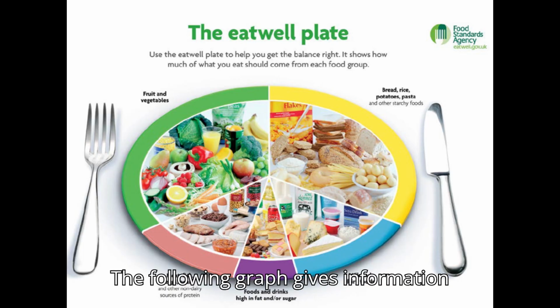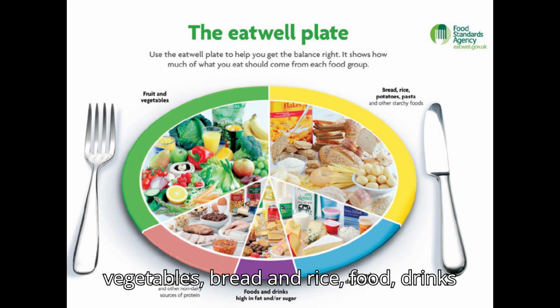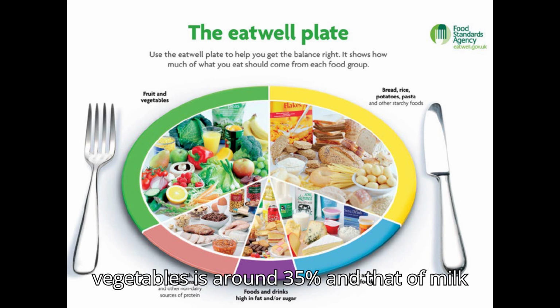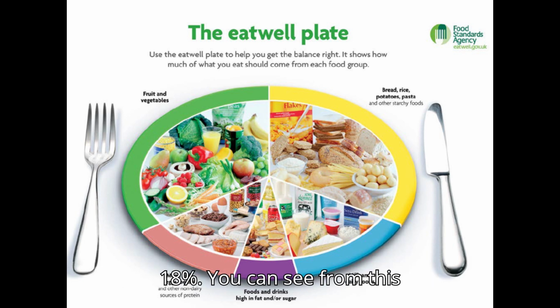The following graph gives information about the proportion of the Eat Well plate. The items include fruit and vegetables, bread and rice, food, drinks and so on. According to this graph, the proportion of fruit and vegetables is around 35%, and that of milk and dairy food is lower, which is around 18%.